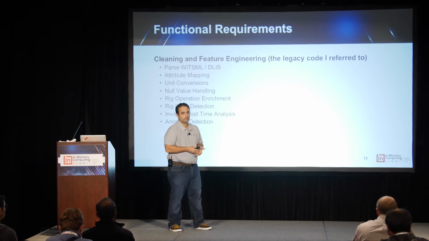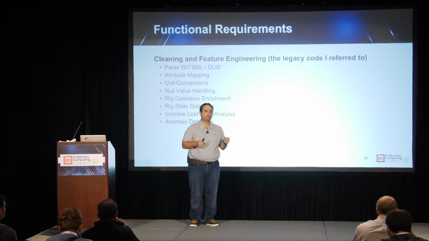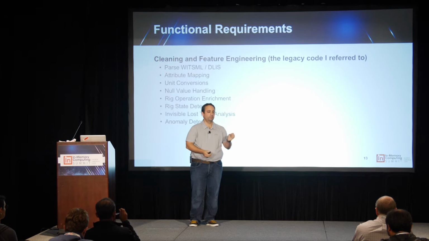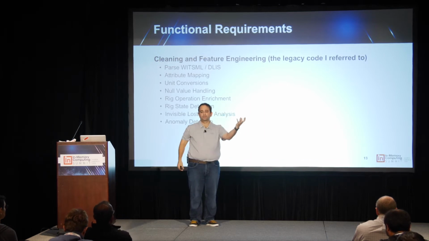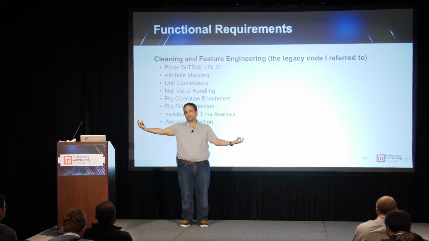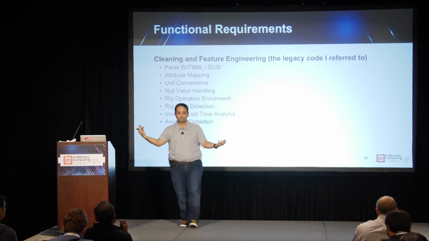Invisible lost time analysis. So that's a situation where there's not necessarily something that broke on the rig, but you notice there are inconsistencies. So you've got rig A that's making a connection, putting two pieces of pipe together. That generally takes 4 minutes on rig A. But on rig B, it's taking 22 minutes. When a rig costs $500,000 a day to operate, that's a lot of money.